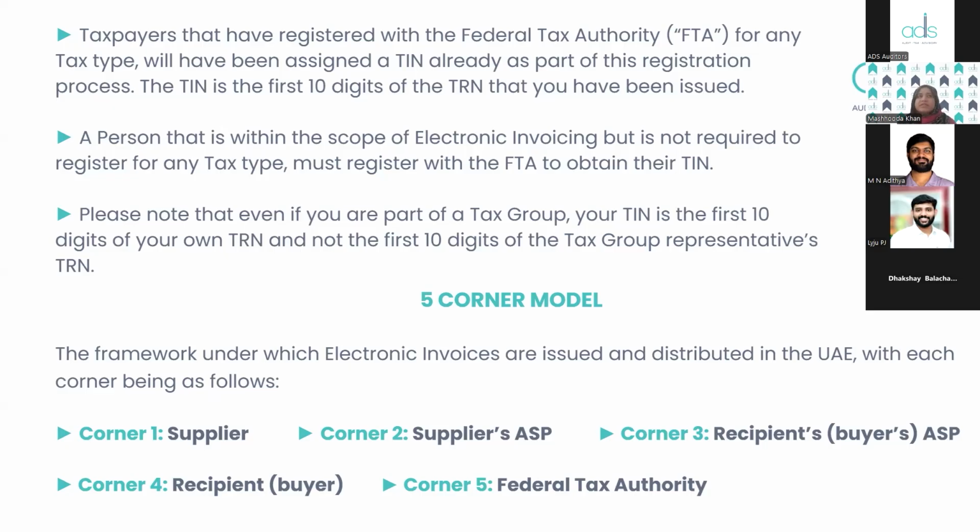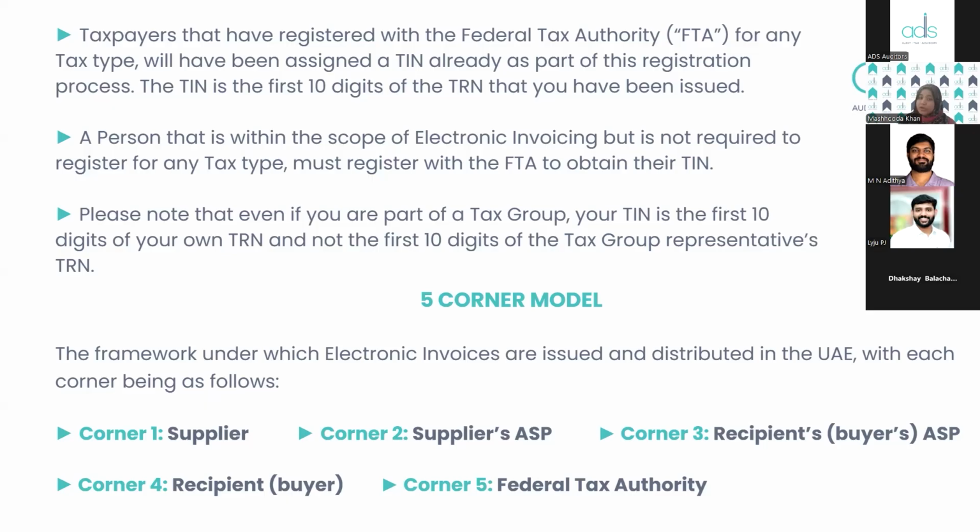There's something which is important in e-invoicing, which most of us are aware about, but do not have a detailed understanding of, as to what it is. It is the five corner model. This is the framework under which electronic invoices are issued and distributed in the UAE, with each corner being as follows. So we have corner 1, which is the supplier's corner.